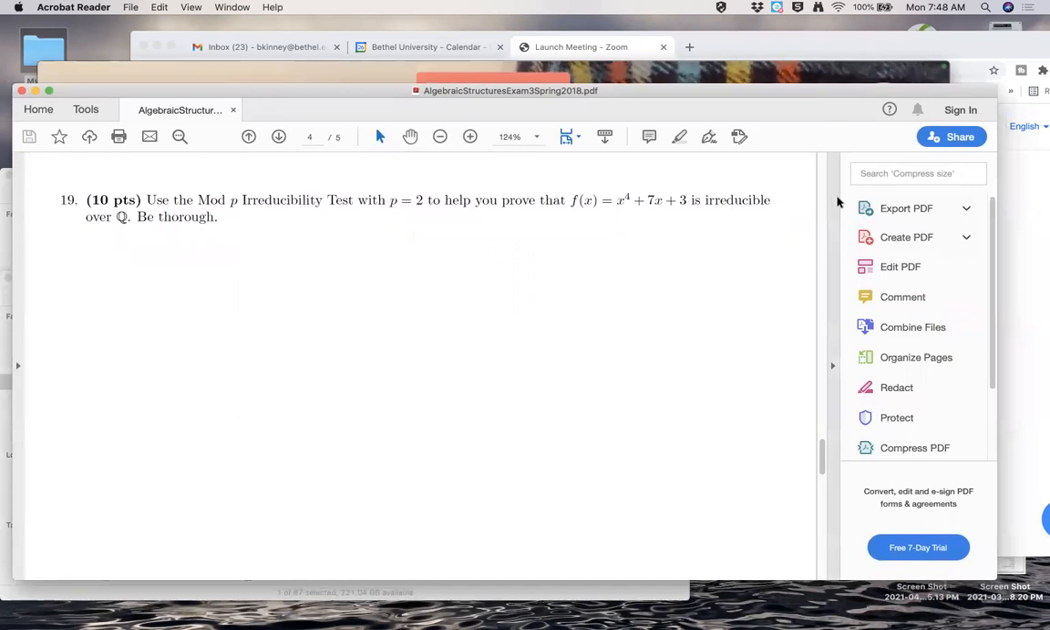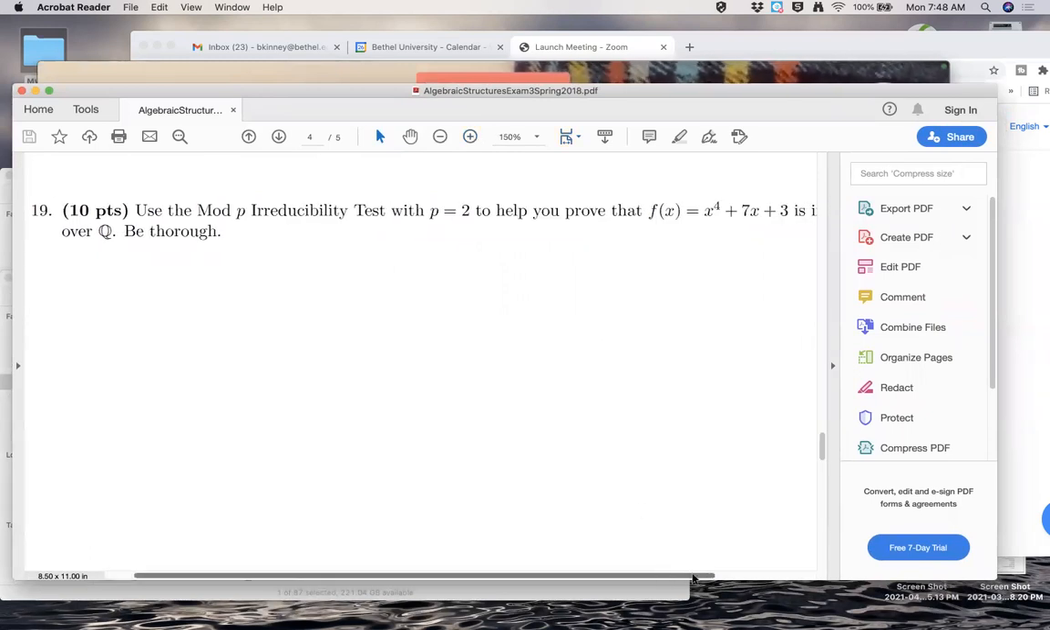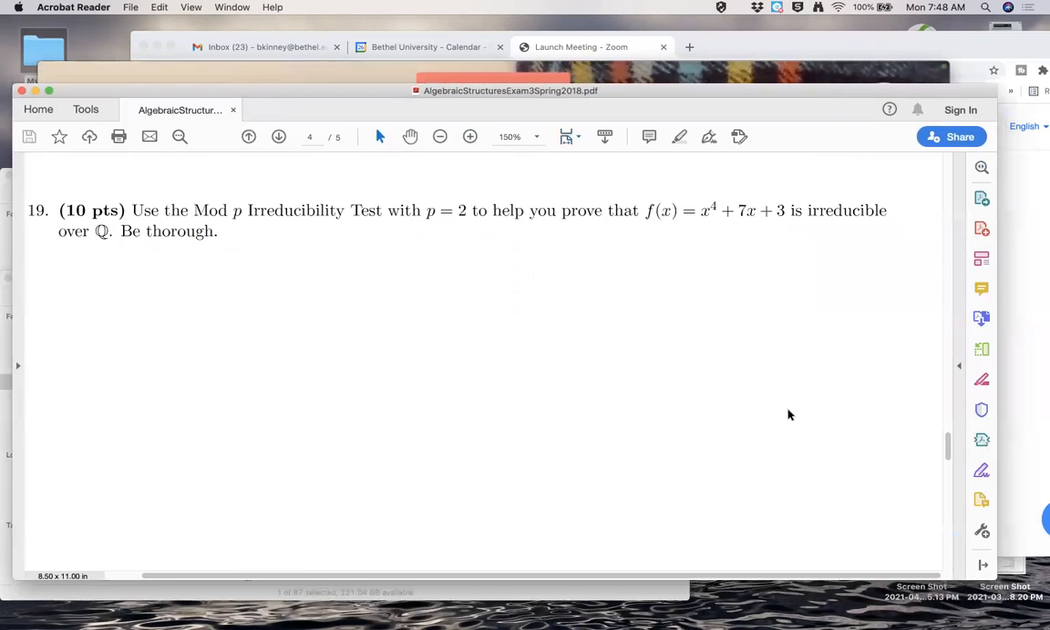As I was looking through exam 3 before class, I noticed this one, number 19, as definitely a chapter 17 problem. It says use the mod p irreducibility test with p equal to 2 to help you prove that this polynomial, x to the fourth plus 7x plus 3, is irreducible over Q, with an added emphasis to be thorough. Does that mean it's a proof? Well, you could think of it as somewhat of a proof, though I wouldn't necessarily be looking for complete sentences here.